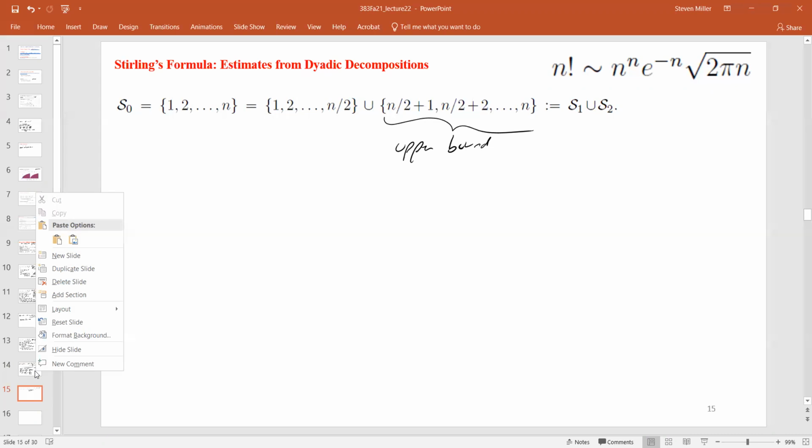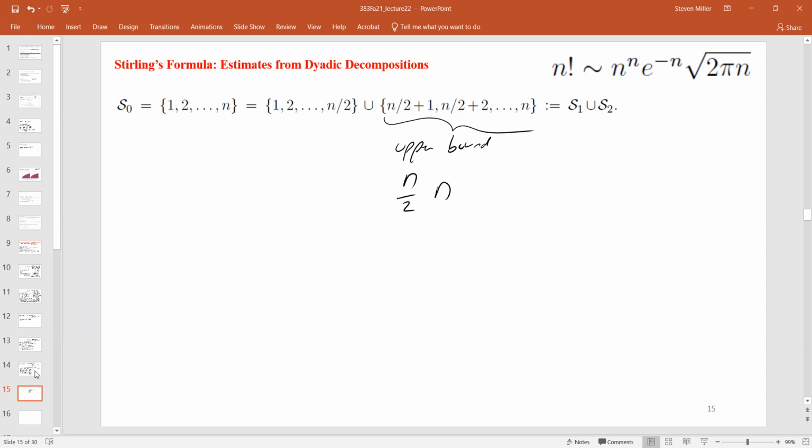Why n squared over 2? Good, we have n over 2 terms times n. And for the first part over here, what's an upper bound for that? This should be, thank you, n to the n over 2, because it's a product. And for this one, we have n over 2 to the n over 2.